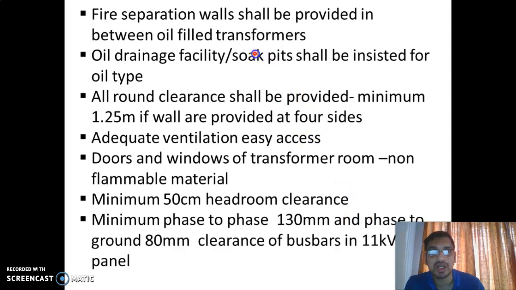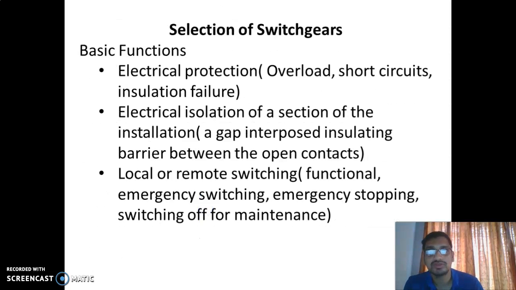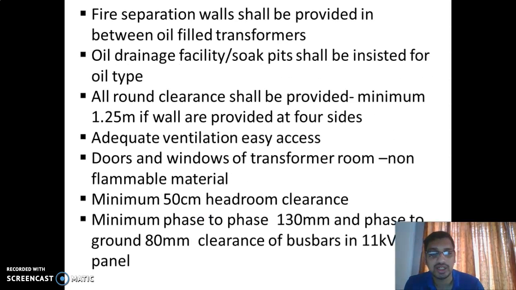Then a fire separation wall needs to be provided. Then an oil drainage facility is required. Then the minimum clearance between the walls should be 1.25 meter. Then adequate ventilation is required. Then a minimum 50 centimeter headroom clearance is required. So these are the main design considerations in an indoor substation. Thank you.